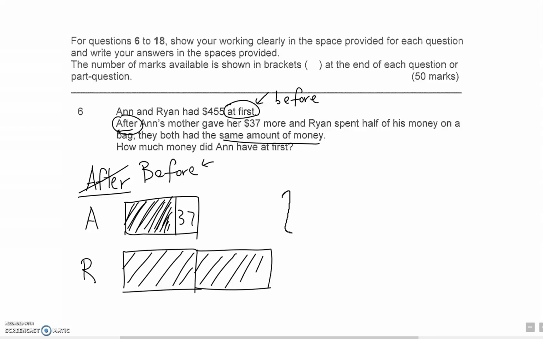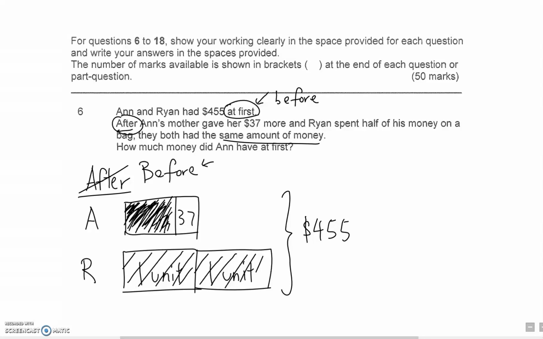Okay. Now, the question says this. Anne and Ryan had $455 at first. I said at first means before. So that means at first they had $455. Now, this is 1 unit, a very nice unit. This is also 1 unit, which is a very nice unit. Now, the problem lies with Anne. You notice Anne over here, it is not a proper unit. Because when we talk about Anne before, we are talking about the shaded part, excluding the $37.